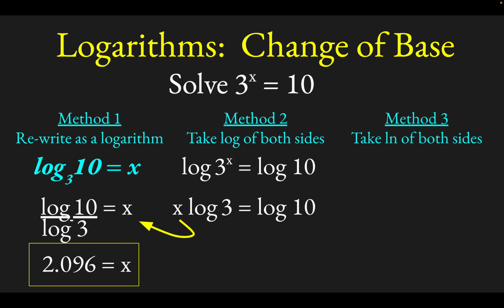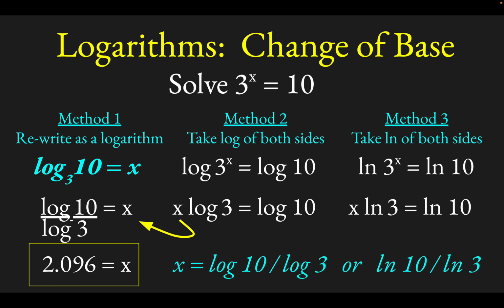Another method we could use is to take the natural log of both sides. In that case, you'd have ln of 3^x equals ln of 10. Once again, we can pull down the exponent as a coefficient. So you'd have x ln 3 is ln 10. And then we could solve that for x. It turns out then that x is either log 10 over log 3 or natural log 10 over natural log 3. This is very useful because calculators tend to have a common log key or a natural log key, but you often have to navigate through menus to get to a log base 3 key.